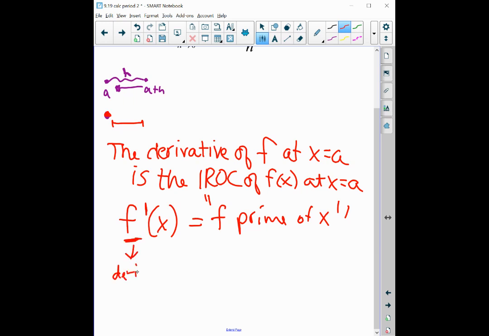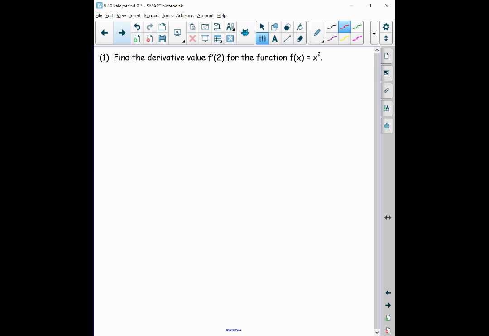And when I say derivative, what am I talking about? I'm just talking about a little slope, that's all. The derivative is just a fancy word for IROC. So when we talk about the derivative value, we're just talking about the IROC value, or the instantaneous rate of change. So find the derivative value f prime of 2 for the function f of x equals x squared.